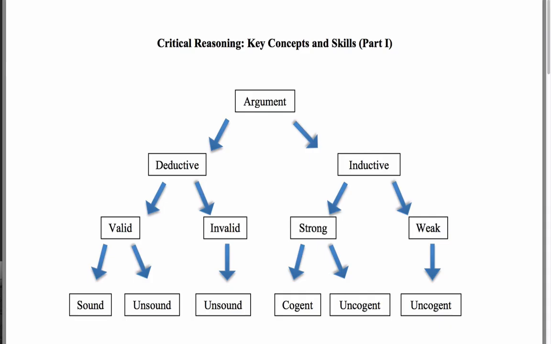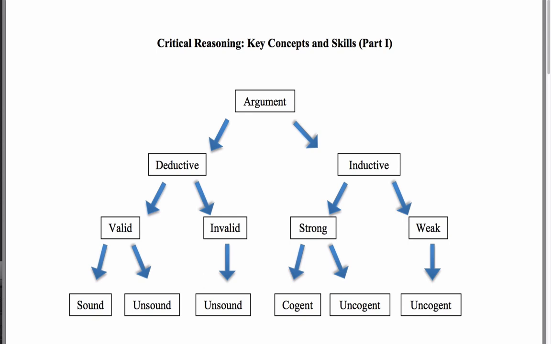Here's a chart that should help you organize your thinking. At the top, we have the concept of an argument. We know that an argument is a set of statements, one of which is supported by the other or others. There are two types of argument, deductive and inductive. We evaluate deductive arguments in terms of validity and soundness. A deductive argument that is valid is an argument whose premises guarantee the conclusion. In other words, if the premises are true, it's impossible for the conclusion to be false. A valid argument that's sound is an argument whose premises guarantee the conclusion and whose premises are actually true.